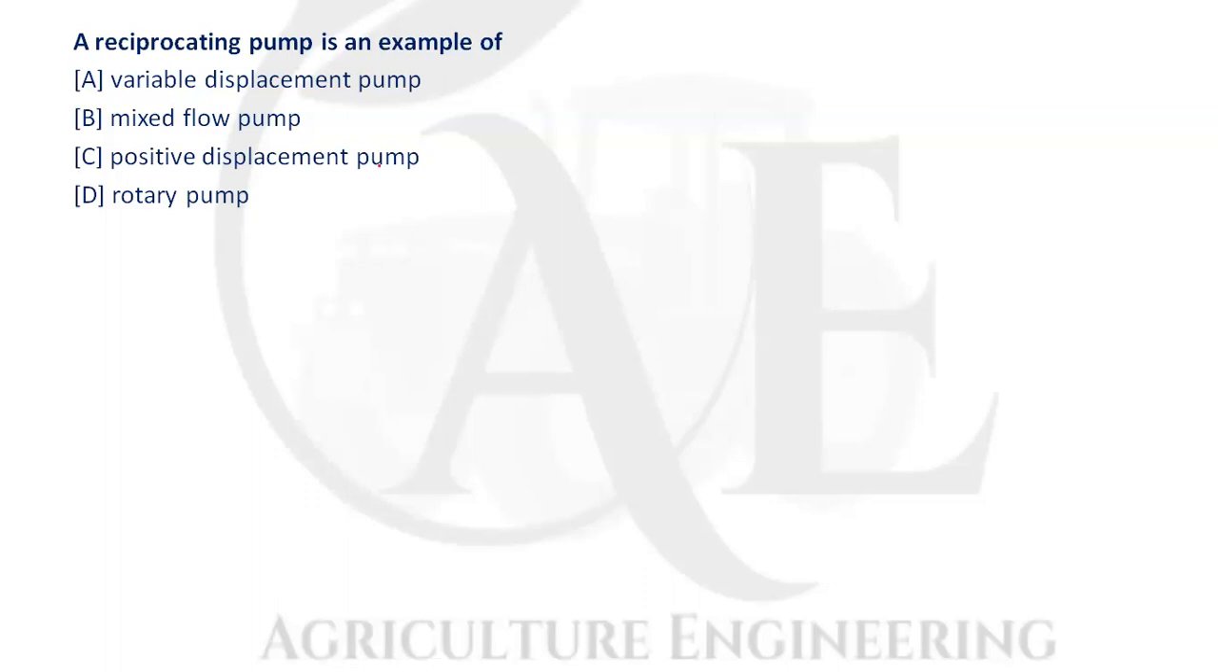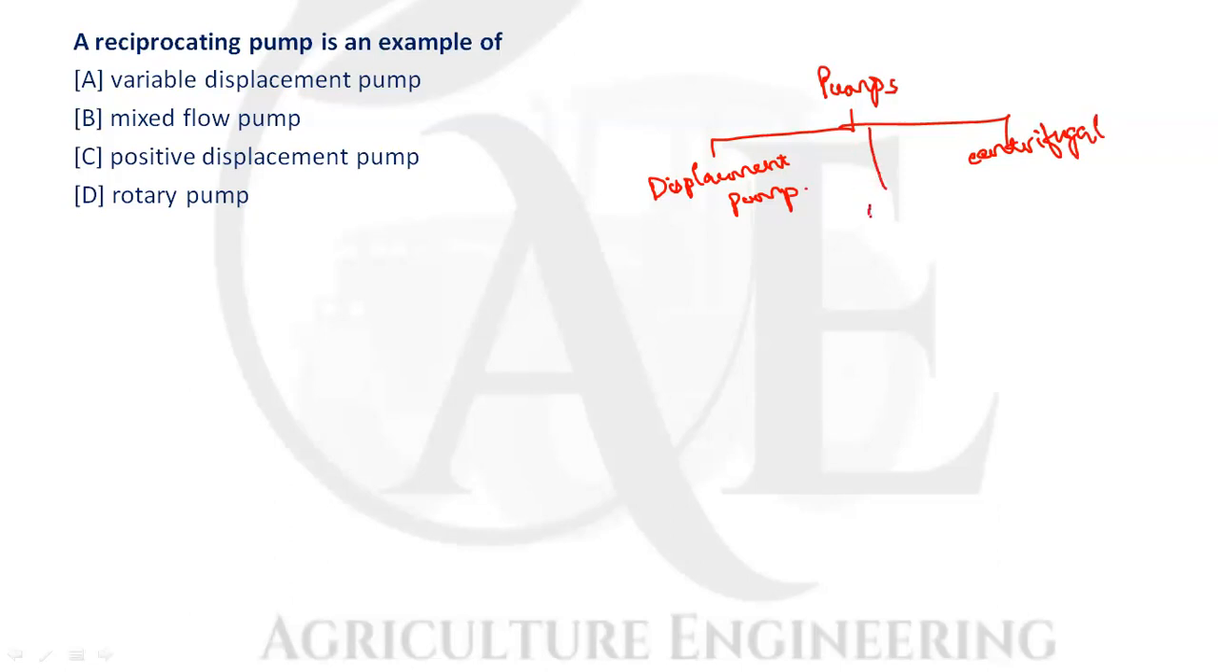Next question: the reciprocating pump is an example of what? Actually the pumps are classified into displacement pump, centrifugal pump, turbine pump, propeller pump, and airlift pump.